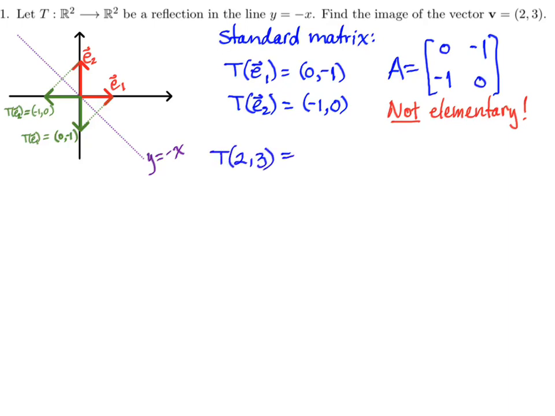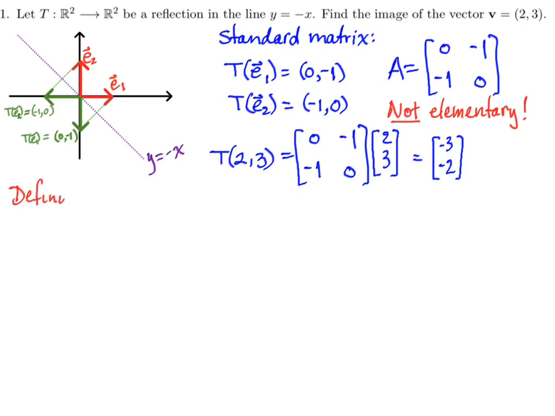So we're asked to find the image of the vector 2, 3. To get that, we're just going to multiply by A. So when we multiply, 2 times 0 is 0, plus 3 times negative 1, we get negative 3. And then the second component is negative 2. So we can see that we've swapped the two components, we've multiplied the first component by negative 1, and we've multiplied the second component by negative 1. So there's 3 different things that we did to the vector 2, 3.